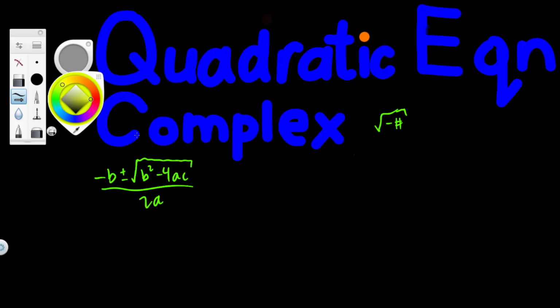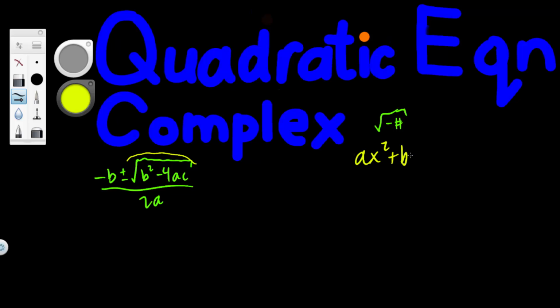And it is this area here, the discriminant, where if we end up with a 4ac value that is bigger than the b squared value, when you subtract that away, you end up with a negative square root, which isn't possible without complex numbers. Now, in standard form, the quadratic equation is ax squared plus bx plus c equals 0.